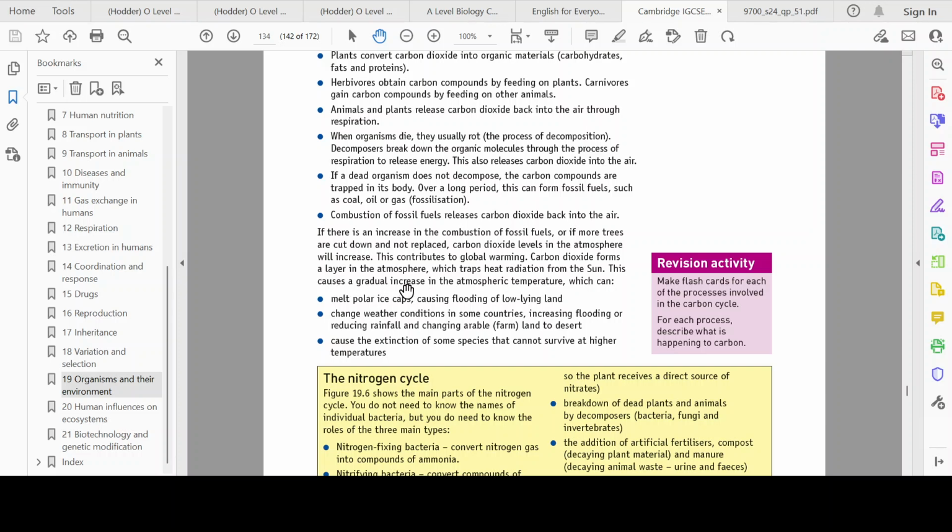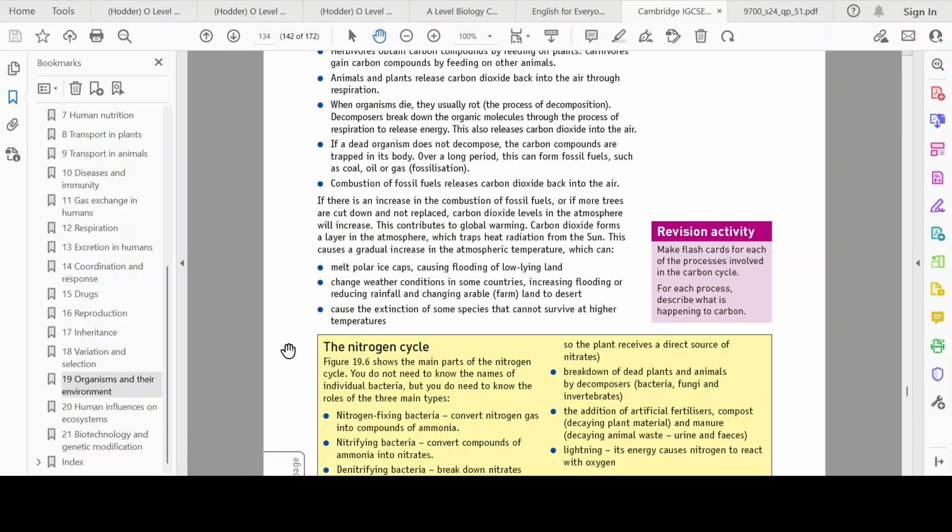And this can cause a gradual increase in the atmospheric temperature, which can lead to the melting of polar ice caps, causing flooding. It can cause a change in weather conditions in some countries. Again, maybe increased flooding, maybe reducing rainfall, or changing farmland to desert, right? Again, the effects can vary. And because of all of that, it can cause the extinction of some species that cannot survive at higher temperatures. Okay.